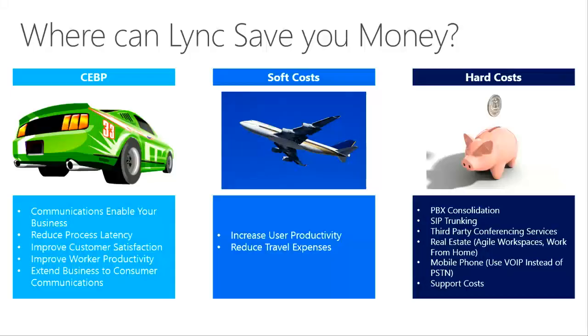So after bashing Lync a little bit and talking about how it isn't free, where can it actually save you money? I think there's 3 key areas. Now, when you look at this slide, left to right, it's the most difficult way to save money to the easiest way to save money. So far right here, hard costs would be, like I said before, these are our easy wins. Consolidating the PBX, taking all those dollar signs on the world map and shifting it down to a few dollar signs. SIP trunking, that's another big one.